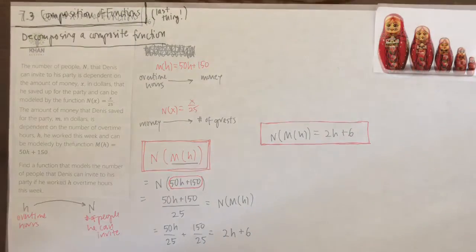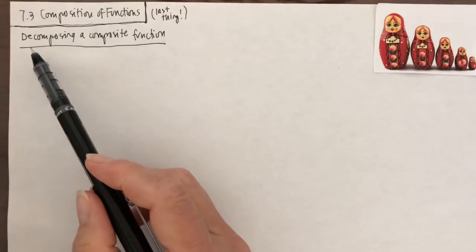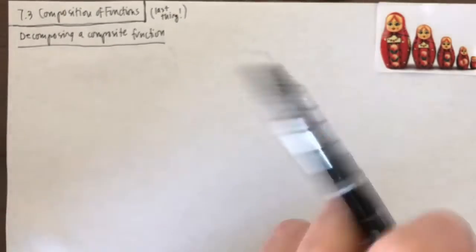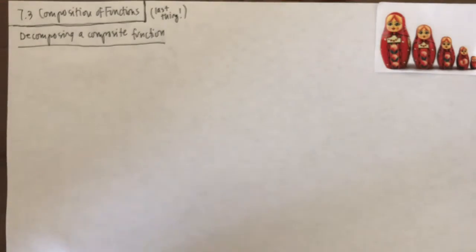All right, good example. One of the last things we need to talk about is that sometimes you're asked to decompose a composite function. So that you're given a function and you're asked to break it apart into 2 different pieces to sort of create 2 functions out of one.